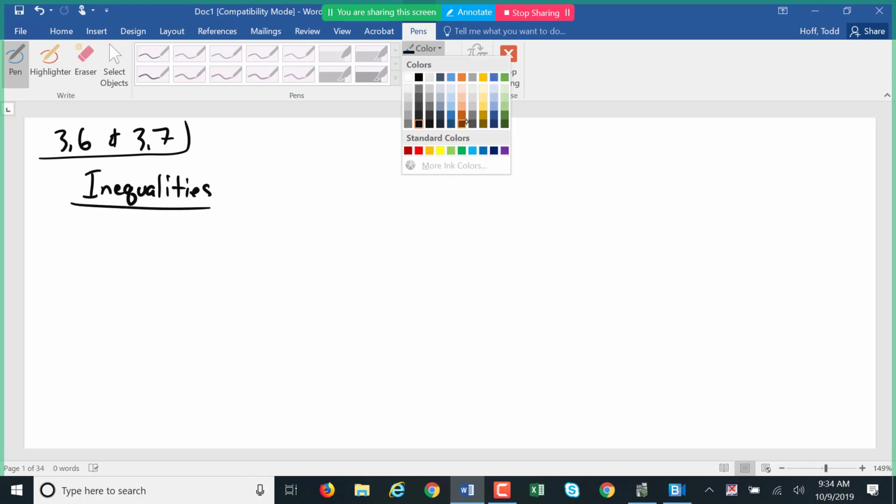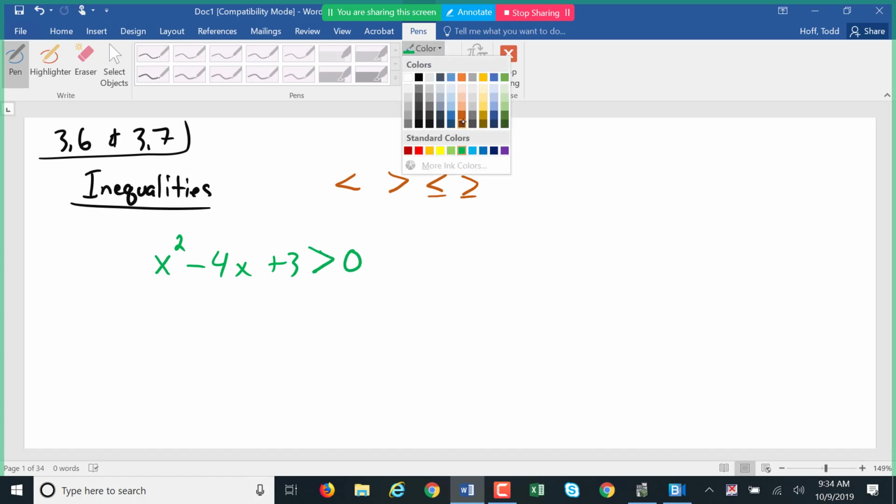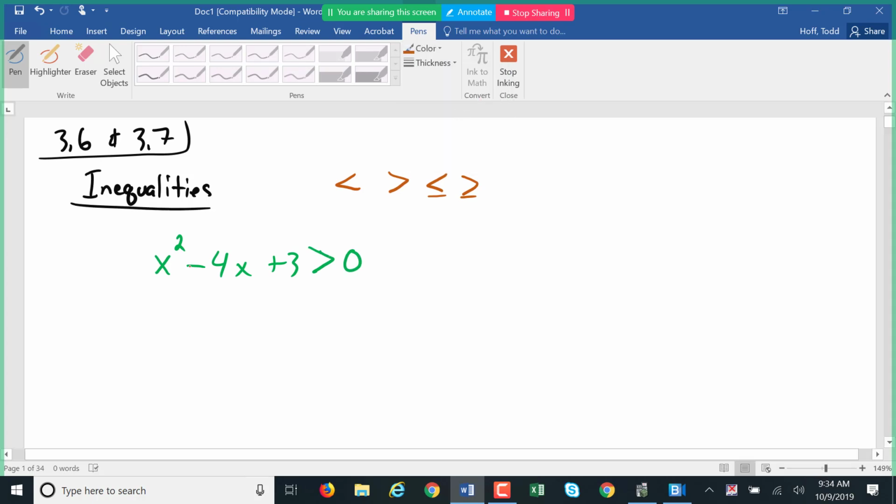So remember, an inequality simply has one of these 4 symbols in it instead of an equal sign. So we're not finding individual solutions, we're finding ranges of solutions. So an example of a polynomial inequality might be x squared minus 4x plus 3 is greater than 0. So it's a polynomial, it's not linear because it's got a power greater than 1 on the variable.